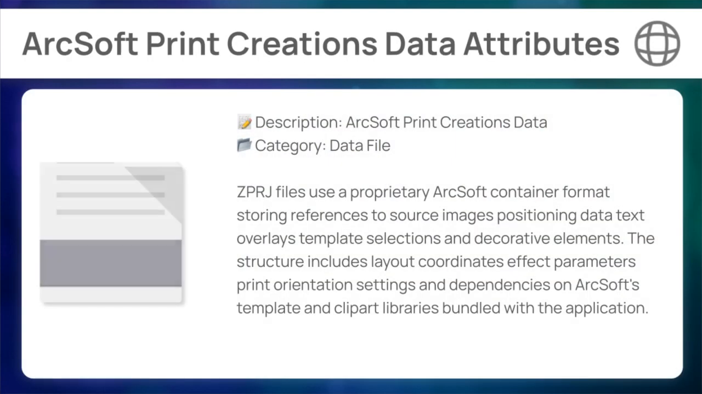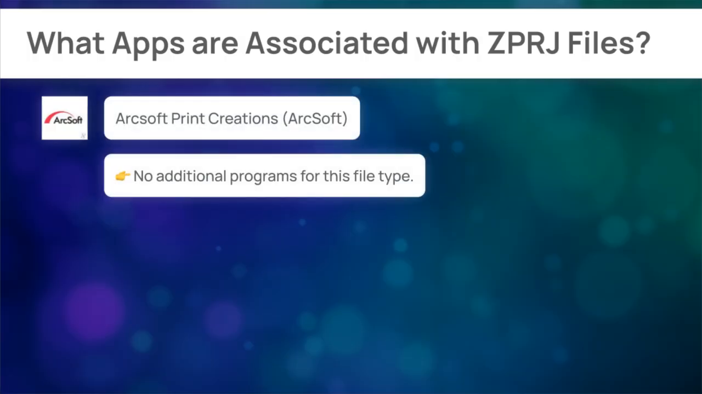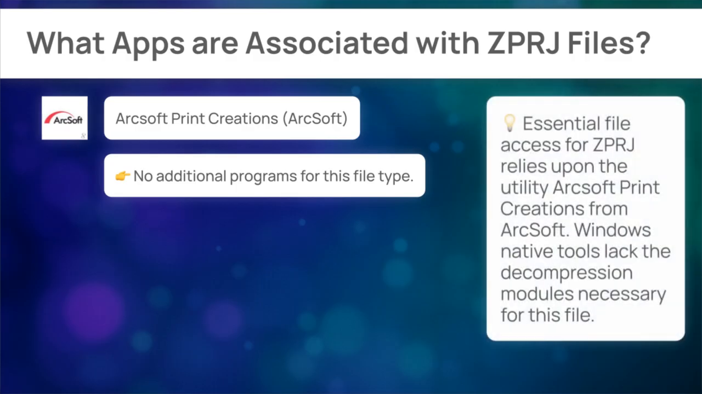ZPRJ files use a proprietary ArcSoft container format, storing references to source images, positioning data, text overlays, template selections, and decorative elements. The structure includes layout coordinates, effect parameters, print orientation settings, and dependencies on ArcSoft's template and clipart libraries, bundled with the application. The optimal viewer for the ZPRJ format is generally considered to be ArcSoft Print Creations from ArcSoft. Windows native tools lack the decompression modules necessary for this file. Windows can identify the file but not its underlying structure, so compatible tools must be used.